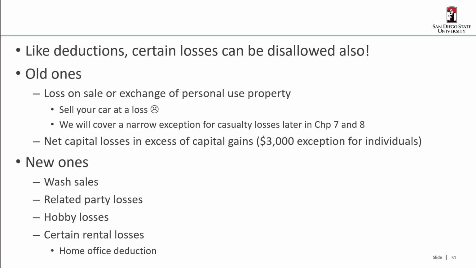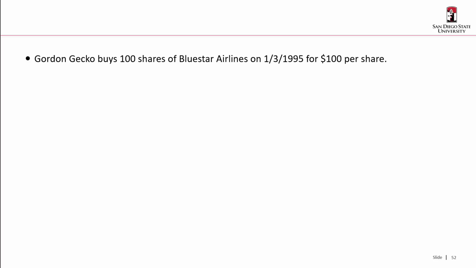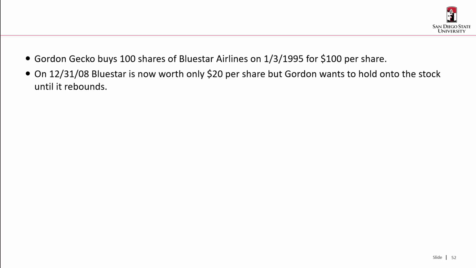Now we're going to cover some new loss disallowance rules. Wash sales, related party losses, hobby losses, certain rental losses, and then we capture the home office deduction under that because it's limited in many of the same ways. So Gordon Gekko buys 100 shares of Blue Star Airlines on January 3rd, 1995 for $100 a share. Then in 2018, Blue Star is now only worth $20 a share, but Gordon wants to hold on to the stock until it rebounds.